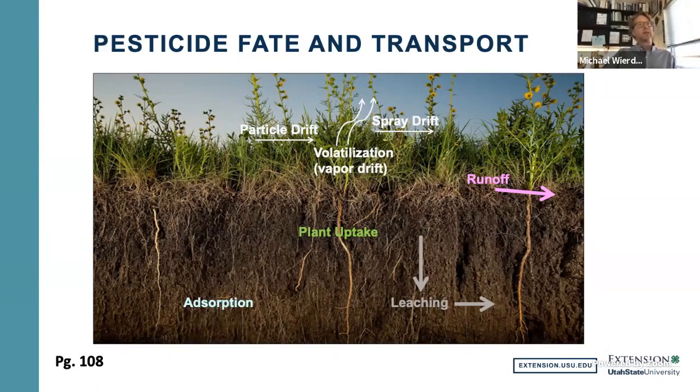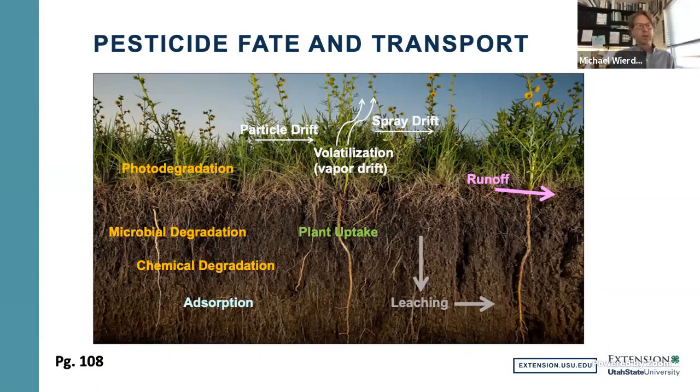And then there's adsorption, which we just talked about. So if a pesticide is highly adsorptive, it will bind to those soil particles and not move as readily. If you have enough water, it can move even with the soil particles. And then our last potential fate of these guys is degradation.